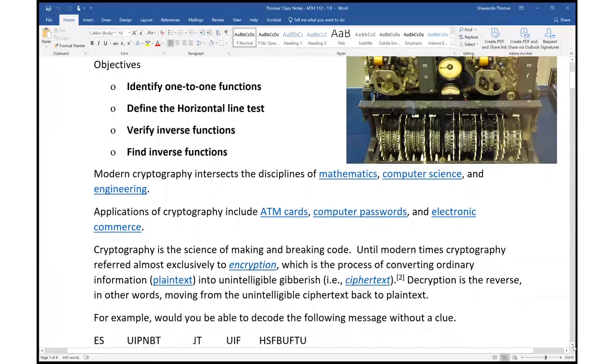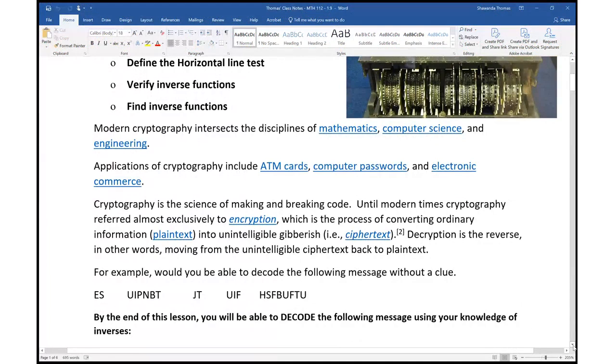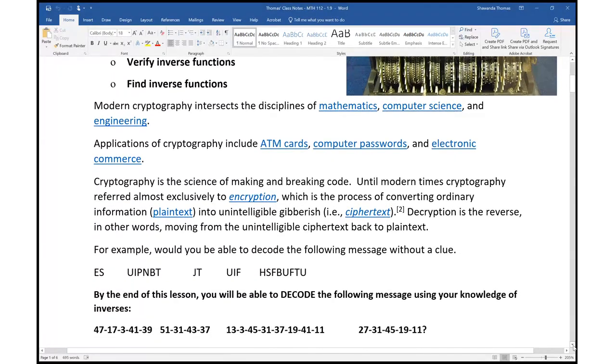Until modern times, cryptography referred almost exclusively to encryption, which is the process of converting ordinary information, plain text, into unintelligible gibberish, ciphertext. Decryption is the reverse. In other words, moving from the unintelligible ciphertext back to plain text.